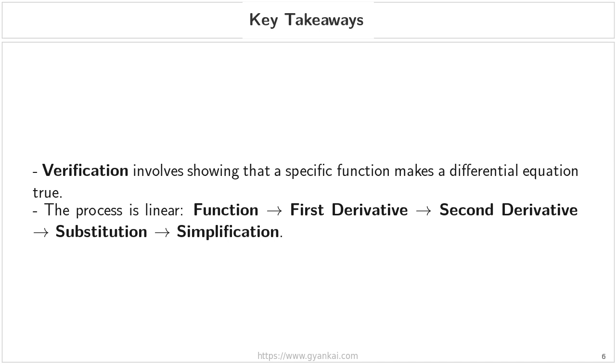As we demonstrated in our detailed example, the process follows a very linear and systematic path. You begin with the original function, calculate the first derivative, then find the second derivative, substitute these expressions into the identity, and finally simplify the results to verify the equality.